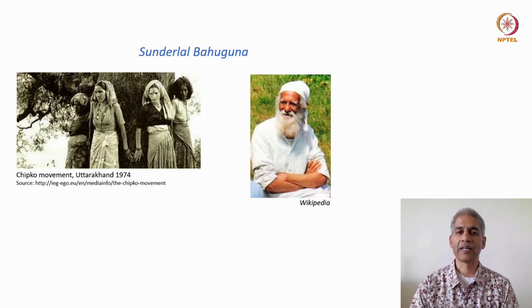Another figure from the environmental movement that I am highlighting here is Sundarlal Bahuguna. Bahuguna ji, who was inspired by Gandhiji, was one of the leaders of the Chipko movement. The Chipko movement was a spontaneous action by villagers in a village in Uttarakhand to save trees from being cut down by contractors. And women were at the forefront of this action. People started hugging trees in order to save them from being cut. Bahuguna ji was a key figure in organizing this movement after its start.